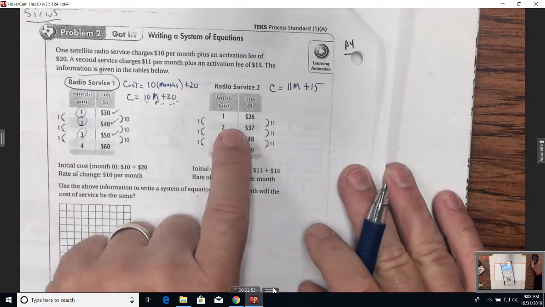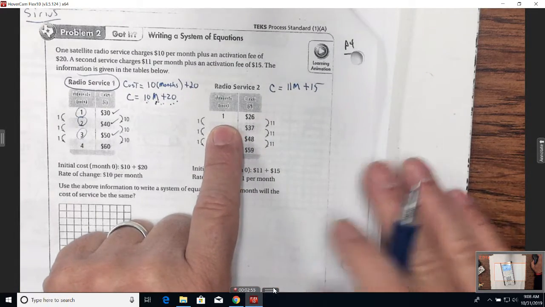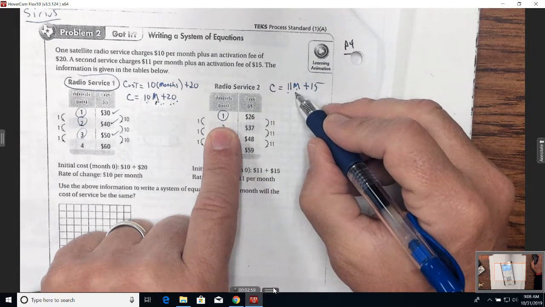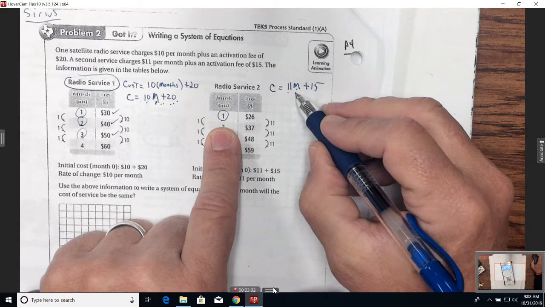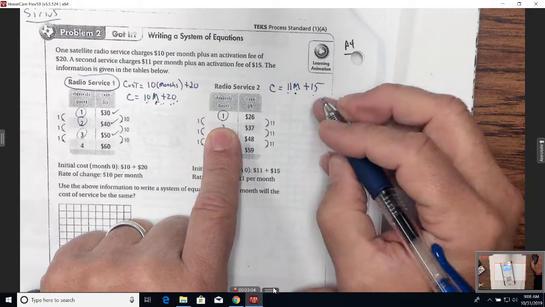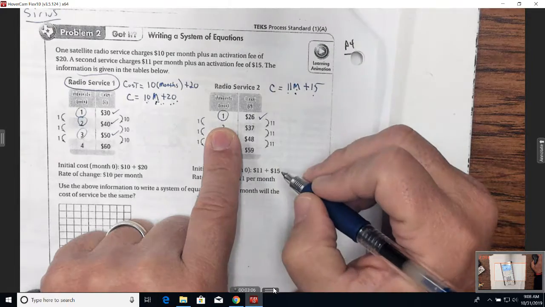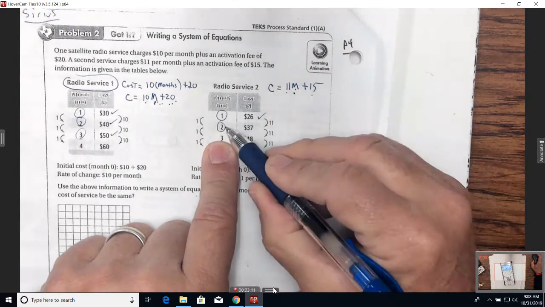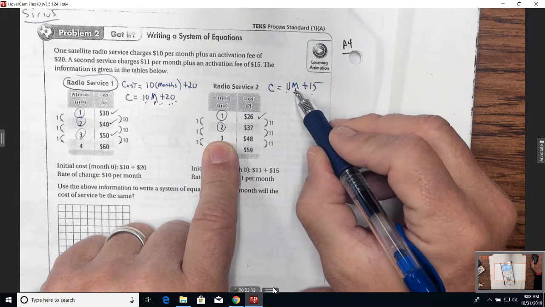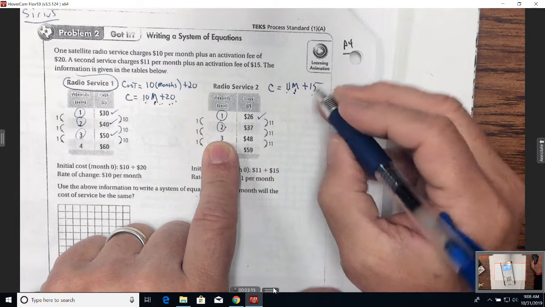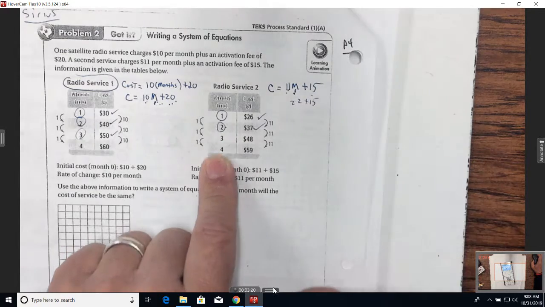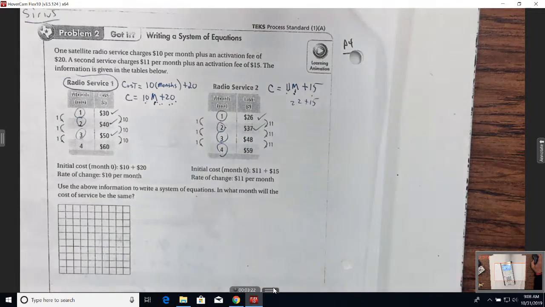Is this the right function rule for this table? Let's just verify it and make sure it works. If I plug in a 1 for the months here, 11 times 1 is... What's 11 times 1? 11 plus 15 is 26, right? 11 and 15 is 26. So what if I plug in a 2? For 2 months, it's $11 per month for 2 months, so that would be $22. So if I take $22 plus $15, that would be $37. And if you plugged in a 3 and a 4, it would all work out as well. So we do have the right function rule.